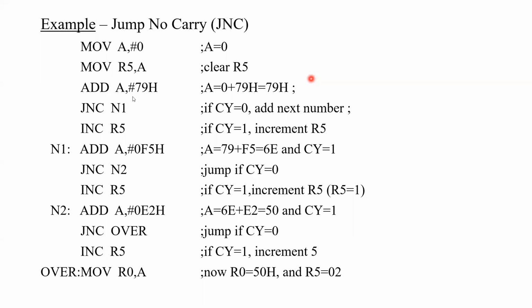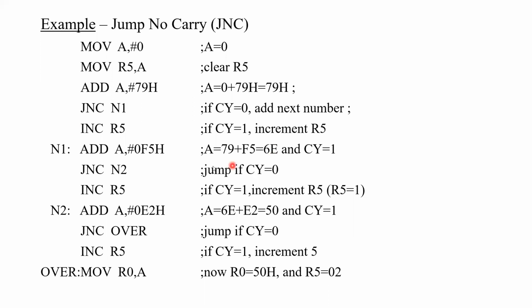Now what is the result of 0 plus 79? It is 79H. It is not greater than 8 bits, so the carry flag will be 0. Since the instruction says jump no carry N1, and no carry is generated, it will jump to the location N1, where N1 is mentioned here. ADD A, #0F1H. Now it will add with the contents of 0F1H. Now what will happen here?